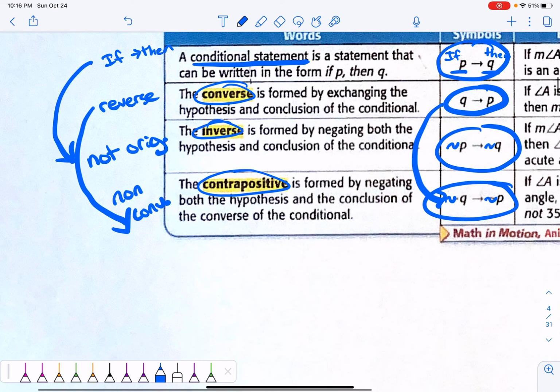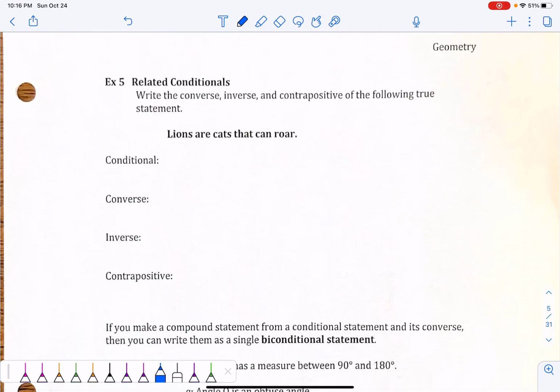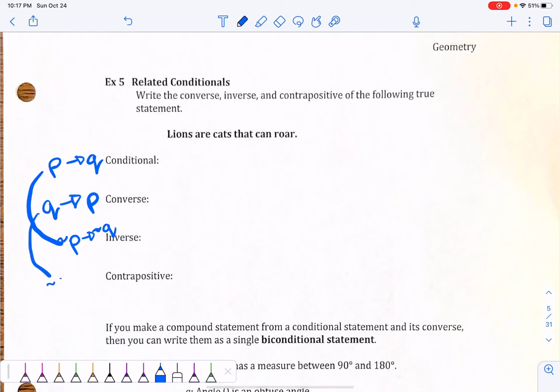All right, so let me write these down here. Lions are cats that can roar. The conditional statement goes P → Q. The converse goes Q → P. Then these two go together, the conditional and the contrapositive. The inverse is P → Q, except it's not in front of each one, so not P, not Q. The contrapositive goes with the conditional, and this is not Q, not P. So that's kind of the way that these go.